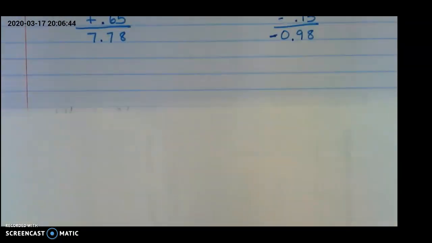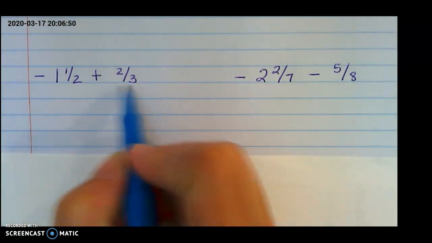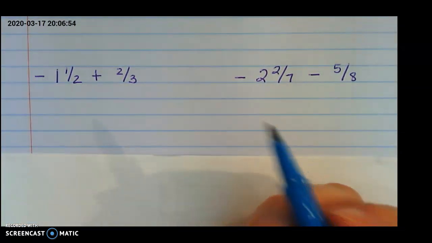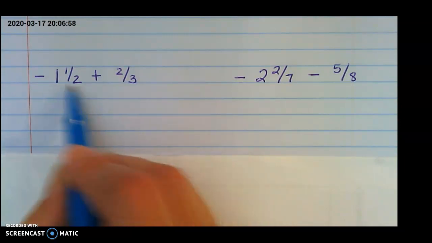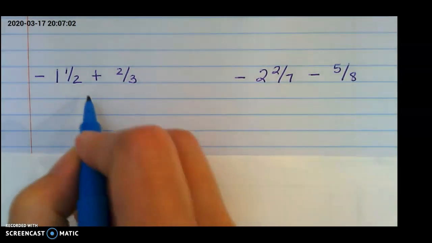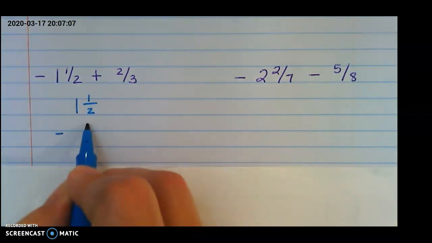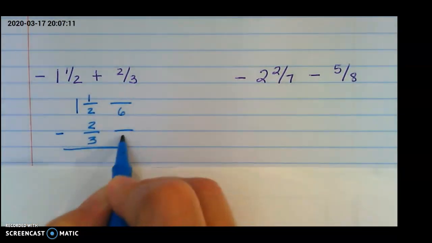Now let's look at two fraction problems. So the first one we're going to do is negative 1 1/2 plus 2/3. They have opposite signs, and we're adding them, so that means we need to subtract them. So if I'm going to take 1 1/2 and subtract 2/3, I need a common denominator.